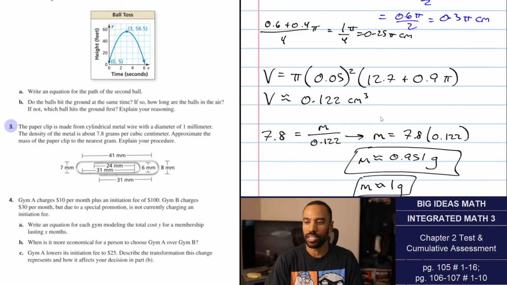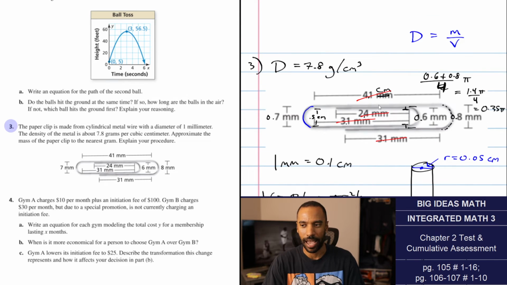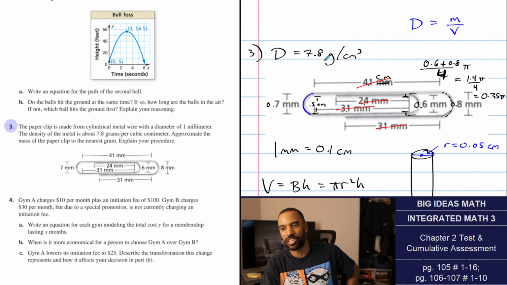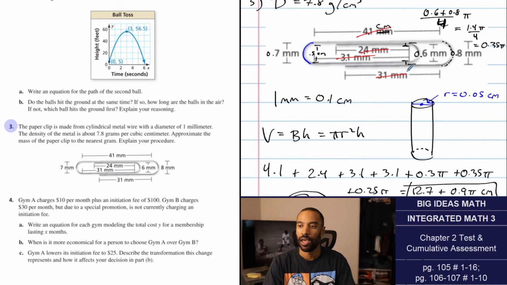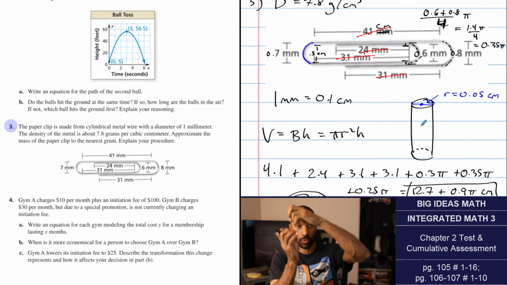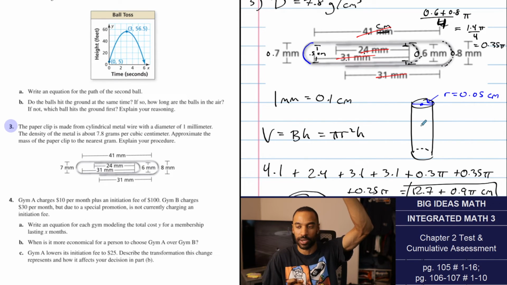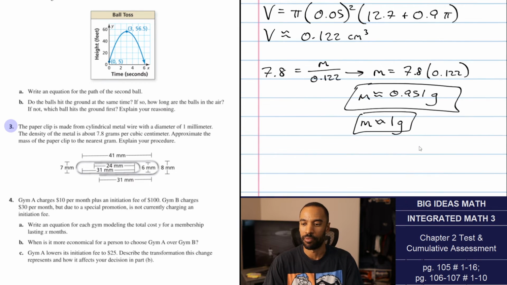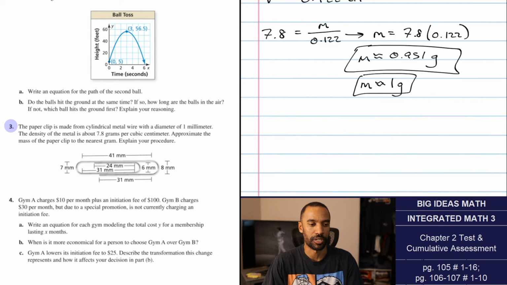And anyway, my procedure is clearly laid out here. My procedure was density is mass over volume. Find the volume in cubic centimeters. Average out these tracks of the 3 arcs and add them with the straight parts to find the overall height of a cylinder that is now straightened out. The paperclip is now straightened out in that way, and do the volume of that and work it out in that way. So that's my procedure. I'm sticking to it.